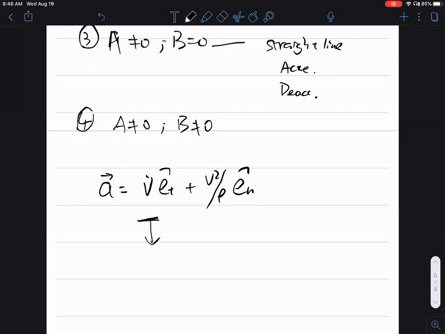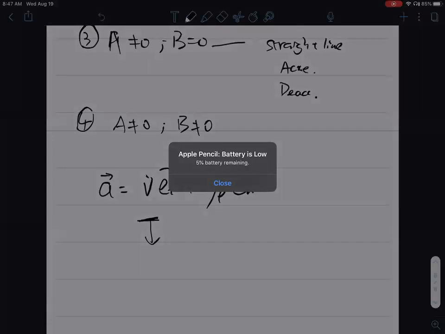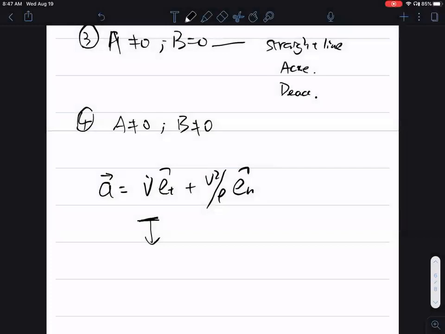Before this class, everything was just a number. Acceleration was a number. Now we're talking about everything in vector. We're talking about 2D, so our vector has two components. The ET component is controlling the speed changing. The En component is controlling the change of direction. Okay. Any questions?